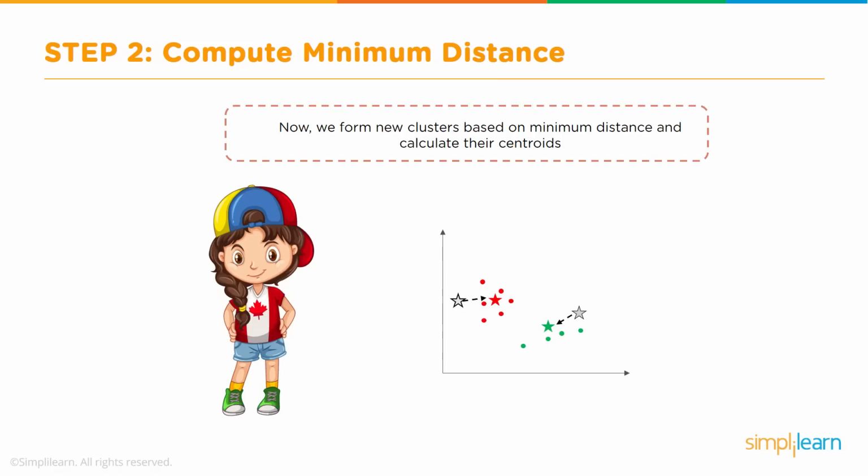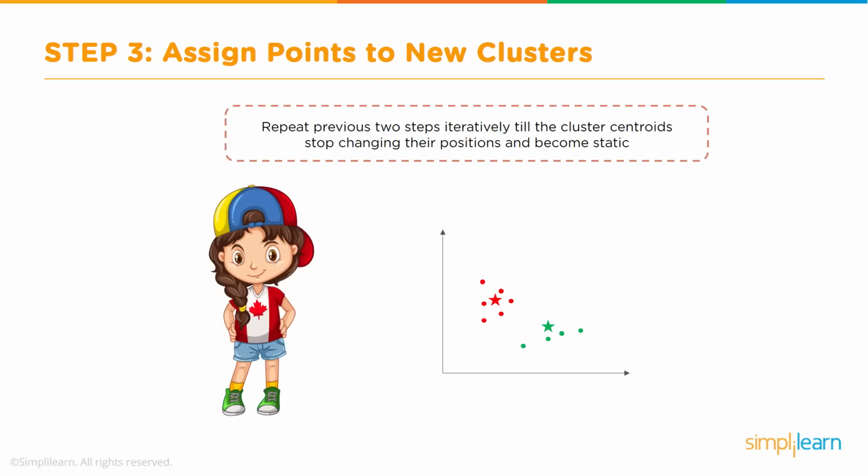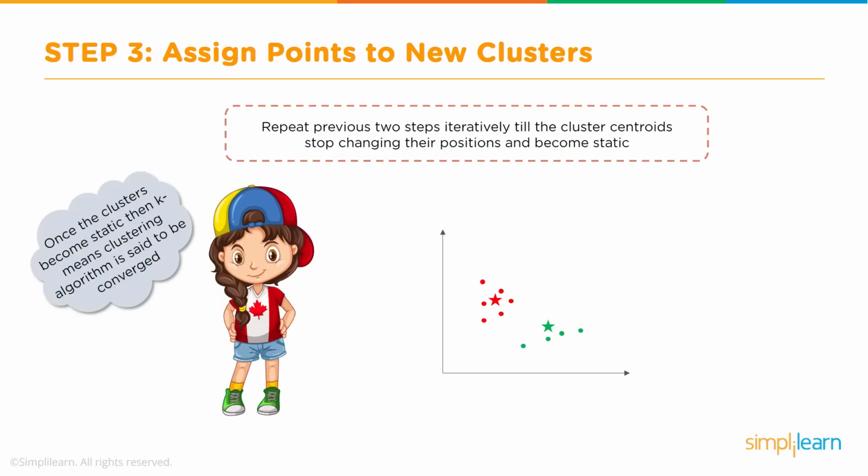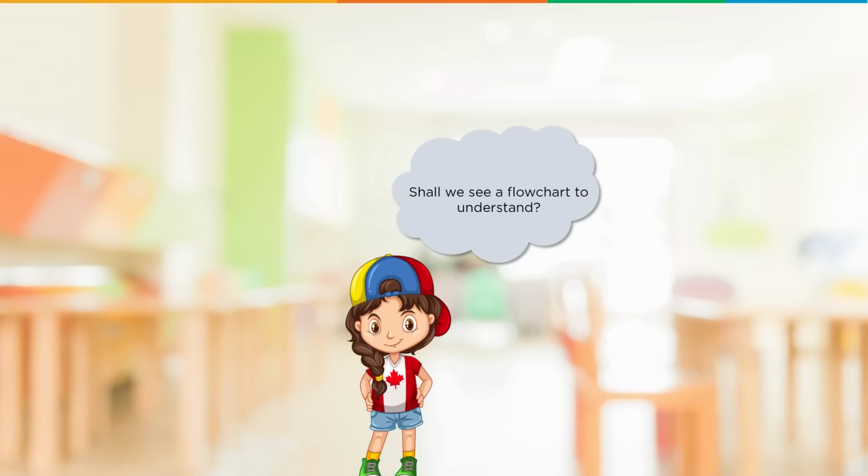So we figure out what the best distance is for the centroid, then we move the centroid and recalculate those distances. Repeat the previous two steps iteratively till the cluster centroids stop changing their positions and become static. Once the clusters become static, then the k-means clustering algorithm is said to be converged. And there's another term we see throughout machine learning: converged. That means whatever math we're using to figure out the answer has come to a solution, or it's converged on an answer. Shall we see the flowchart to understand?